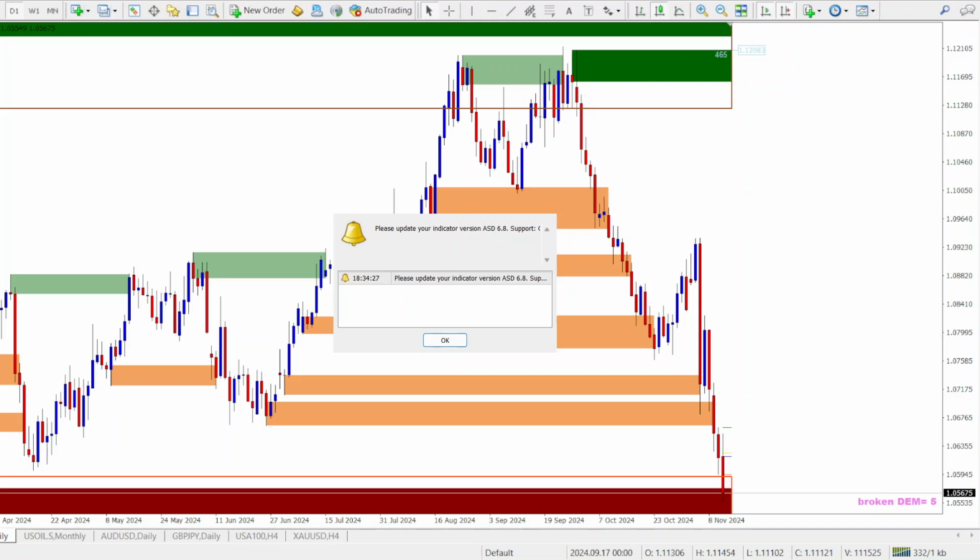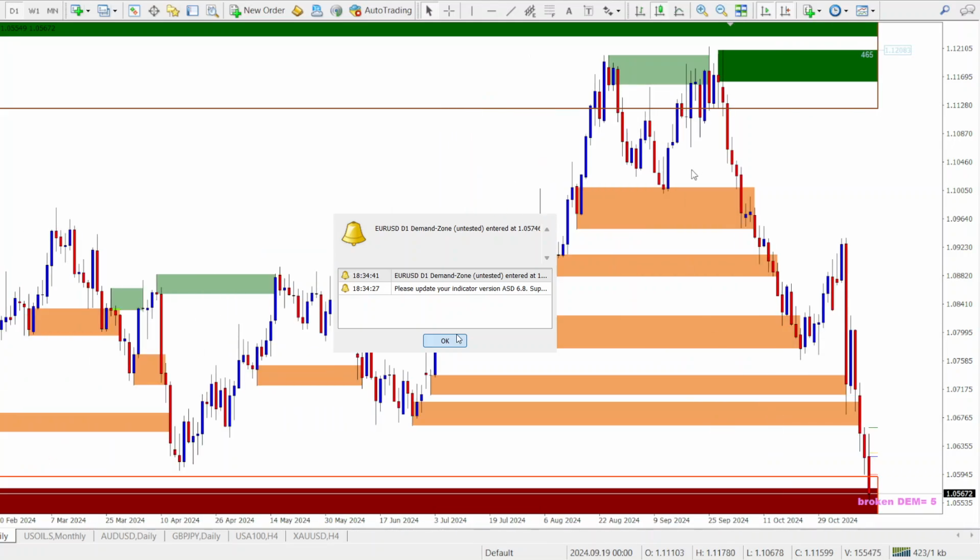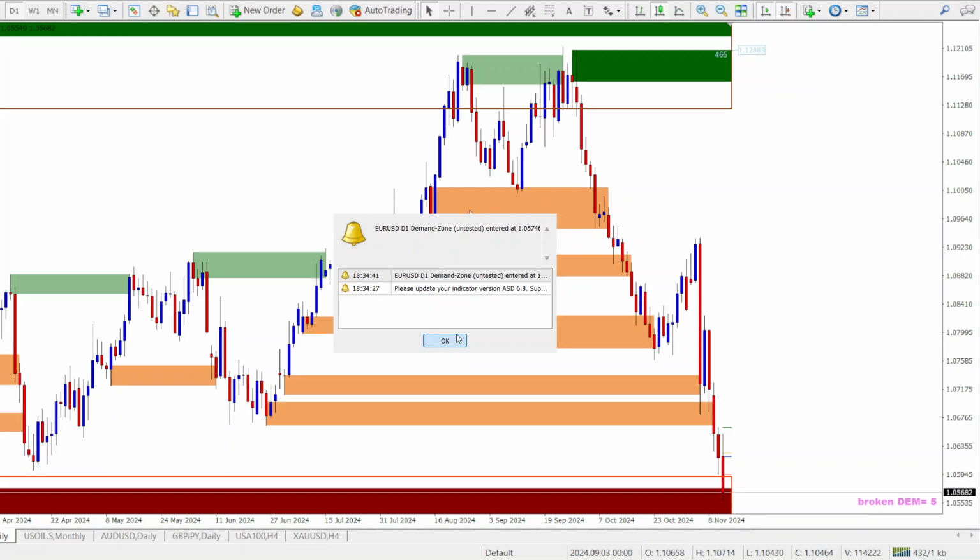So one of the features of this indicator is that it helps you to identify supply and demand zones, as we can see on the chart, and the indicator also gives alerts. All right, the indicator gives alerts, as we can see an alert popping up on the chart. Okay, so during the course of your trading, if there is a signal or there is something that you need to be aware of, you will get pop-up alerts on your chart.